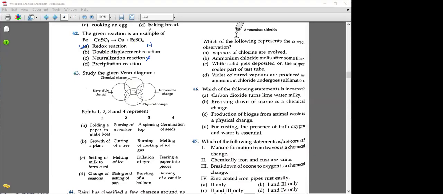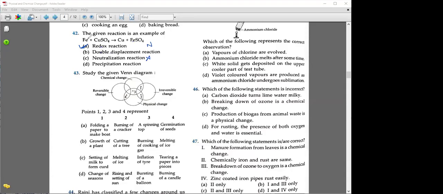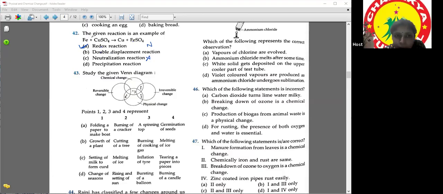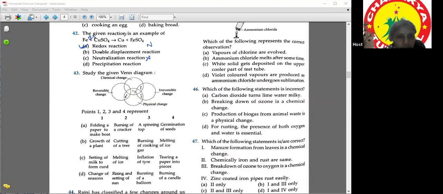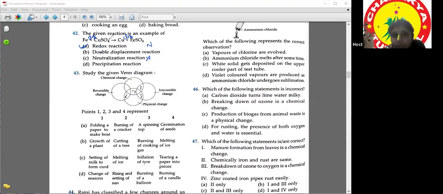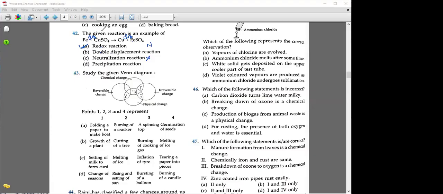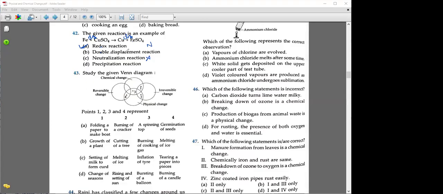Ma'am, is it single displacement? Yes, it is either single displacement or simply displacement. Double displacement means, suppose there was FeCl3 as the formula in the reactant, and in the product CuCl2 was obtained, that would be termed double displacement, where two different elements have displaced the other two. In the given reaction, this is only displacement, not double.